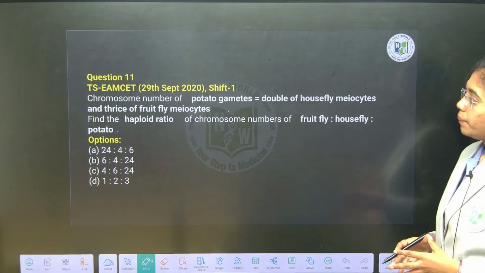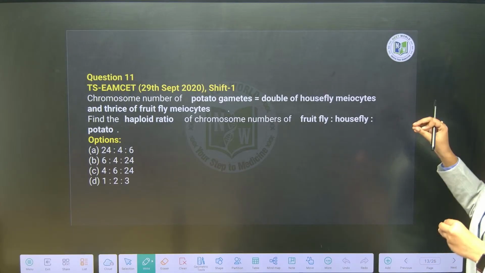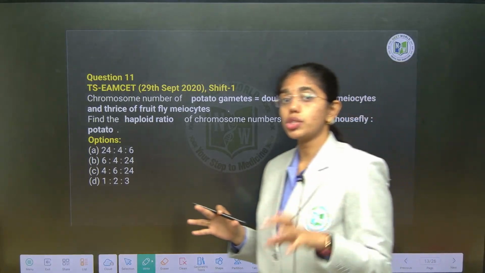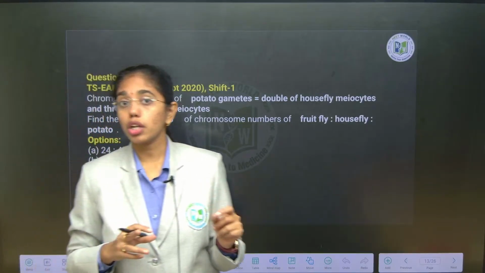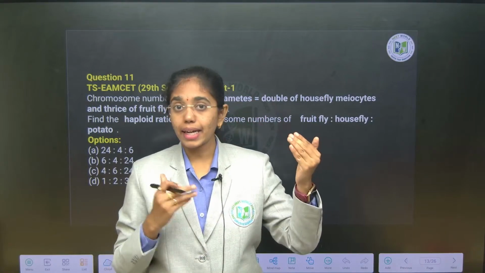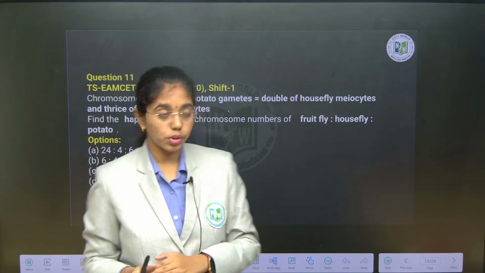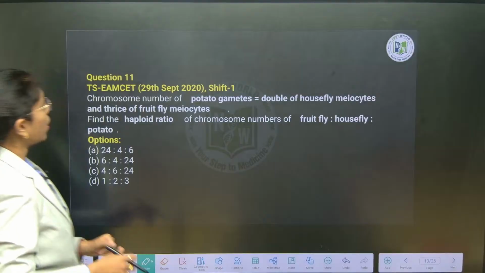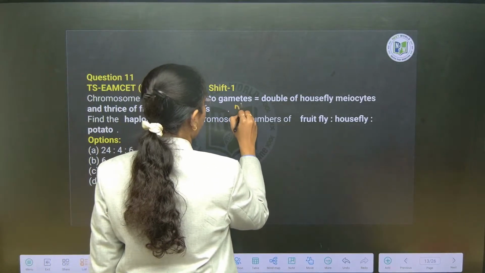This question is numerical based and is based on chromosome number. That is the reason you should be aware of the table given in Reproduction in Organisms. In that table you have a set of organisms, both plant and animal species, with their haploid set and diploid set of chromosomes. You see properly, chromosome number of potato gametes. Potato gametes means these are haploid.